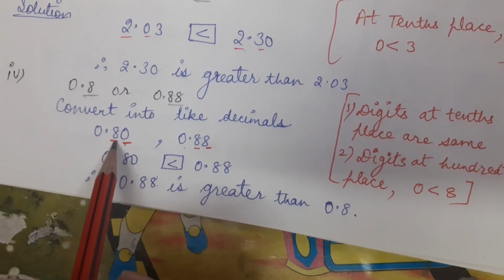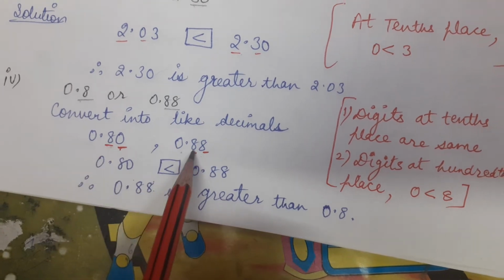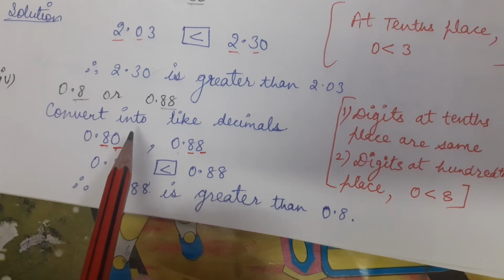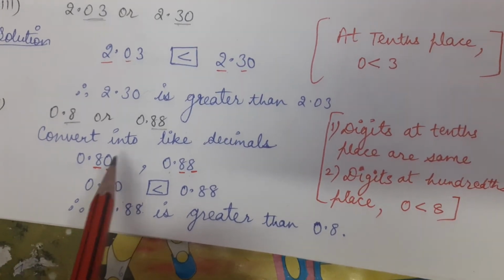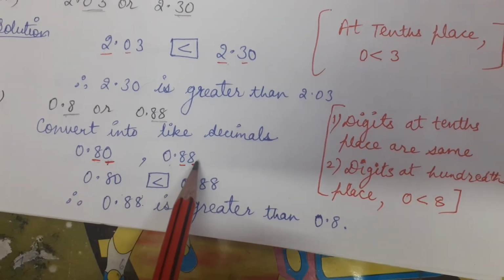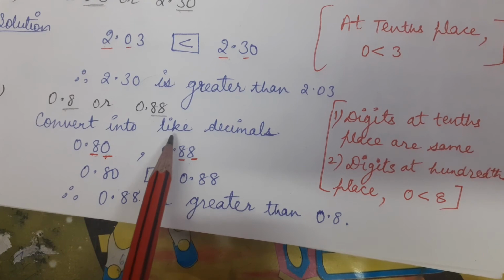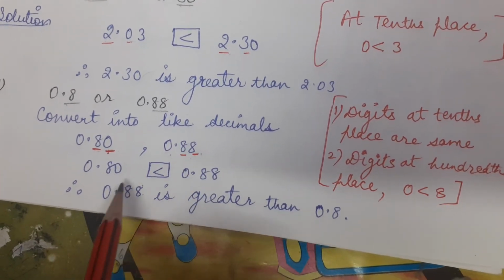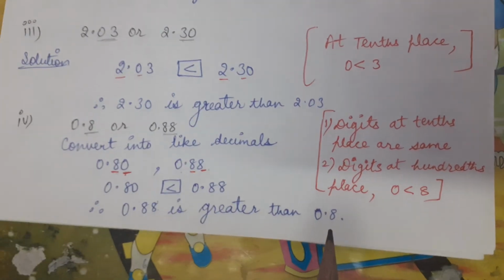That means move to the 10th place. What is the 10th place? 8. And here it is also 8, so we have to move further. Okay, so what is the 100th place? It is 0 and 8. So 0 is less than 8, so this number becomes lesser than this number. But we have to find out the greater one. So what is greater? This is greater. So 0.88 is greater than 0.8.